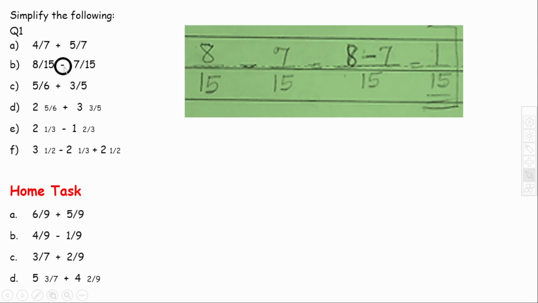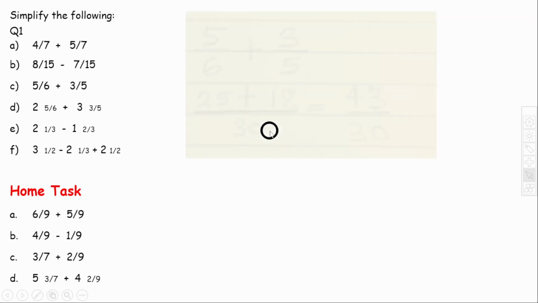8 all over 15 minus 7 all over 15. You can see they have a common denominator. So what do? We write the denominator number, 15. Then what do? You simply subtract the numerators. 8 minus 7 gives us what? 1. So the final answer becomes 1 all over what? 15. Now let's go to the next question.